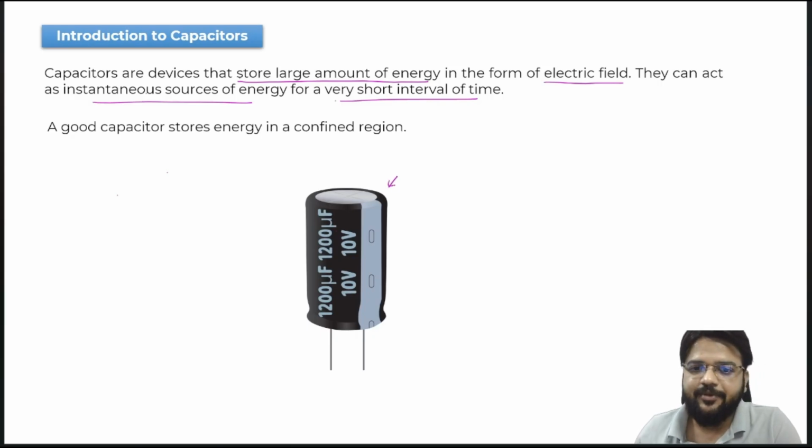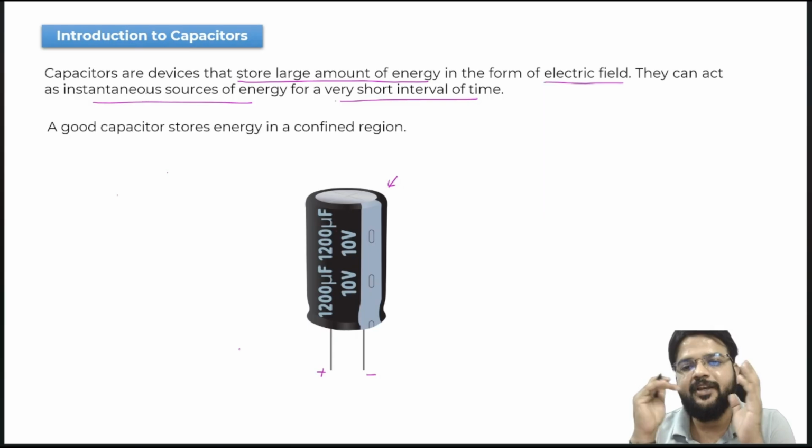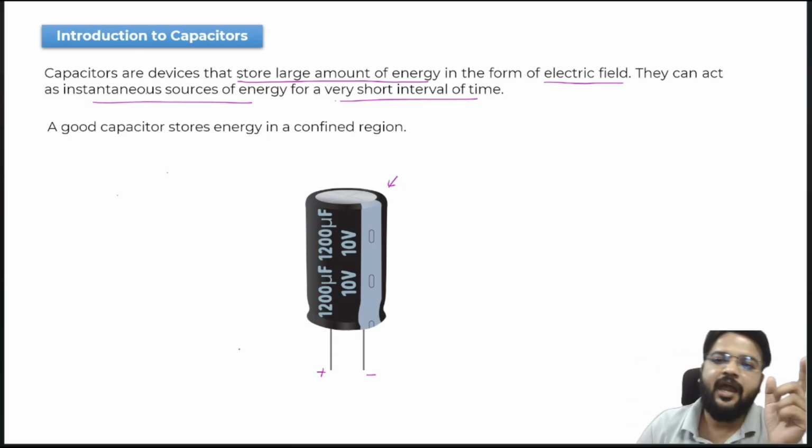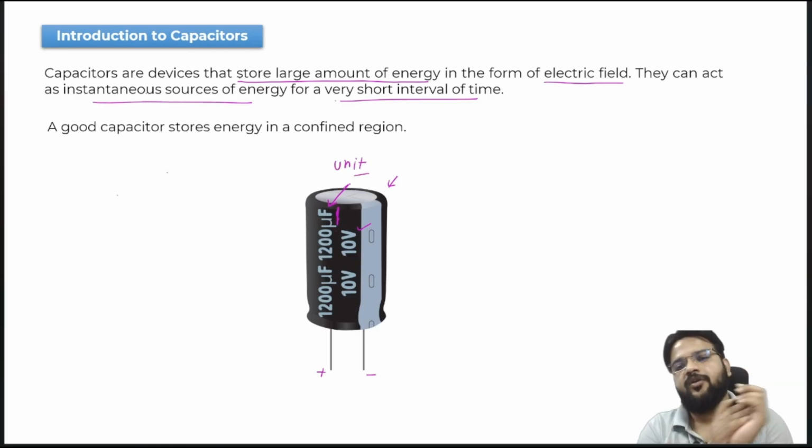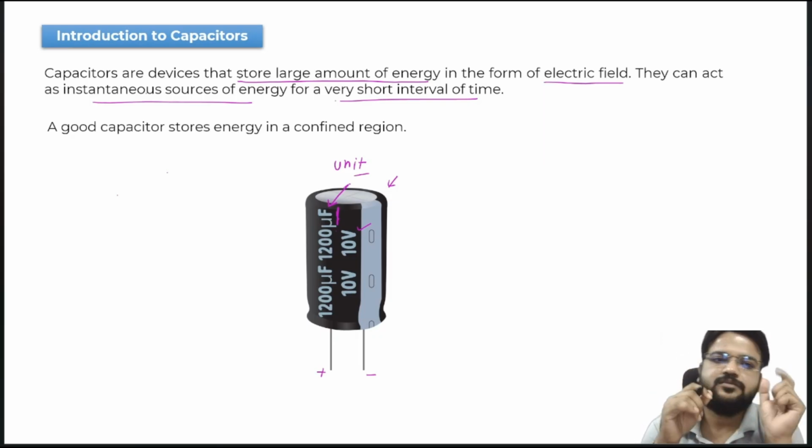It looks like this, everyone. Here we have two terminals. One we connect with the positive terminal of the battery and the second end we connect with the negative terminal of the battery. So when we connect this capacitor with the battery, it gets charged, correct? On the capacitor, voltage is written and capacitance is also written. This microfarad is a unit, everyone, the unit of capacitance. We will discuss this, don't worry. So microfarad is a unit. Okay.